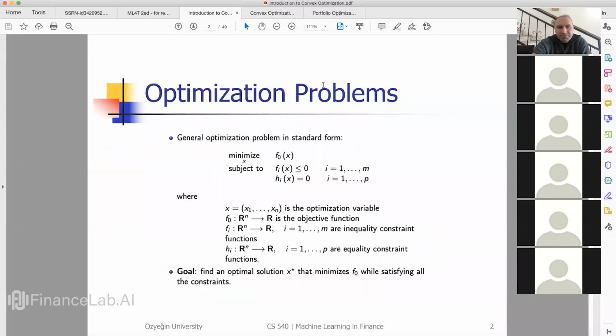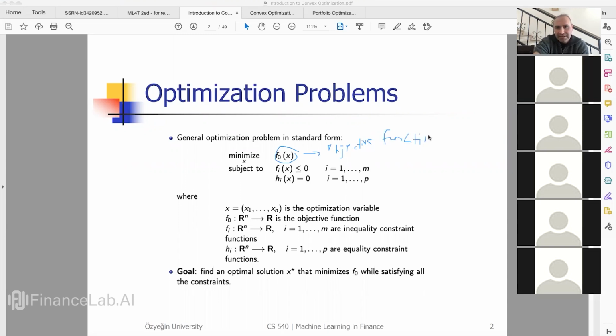So in general, an optimization problem is expressed in the standard form that you have seen here. In this case, we have an objective function, which is the one that we try to minimize.